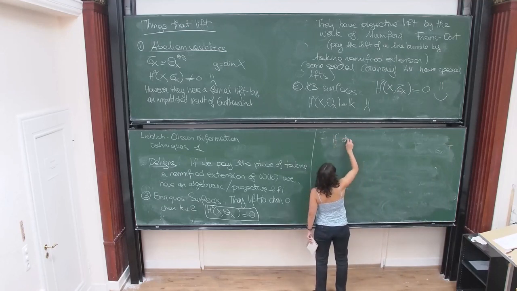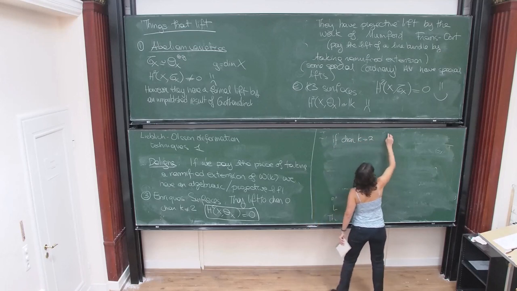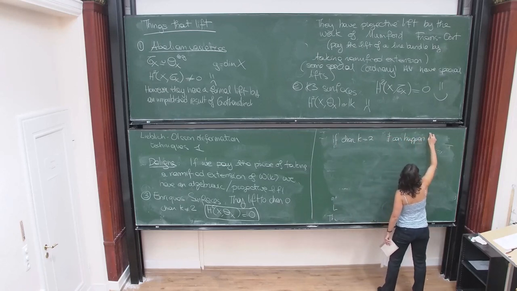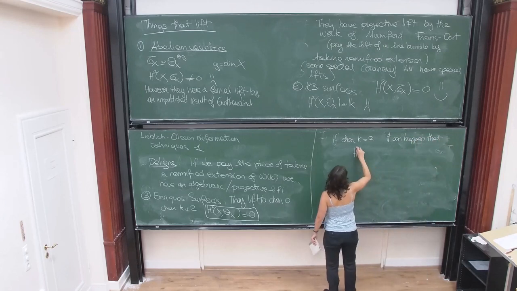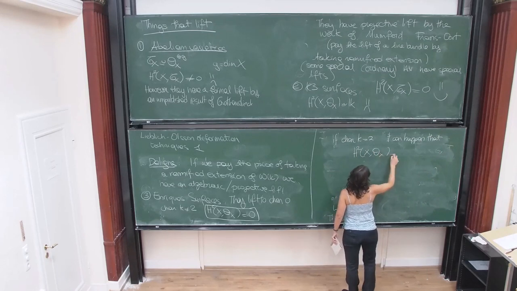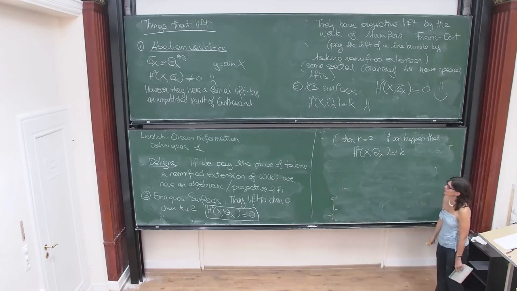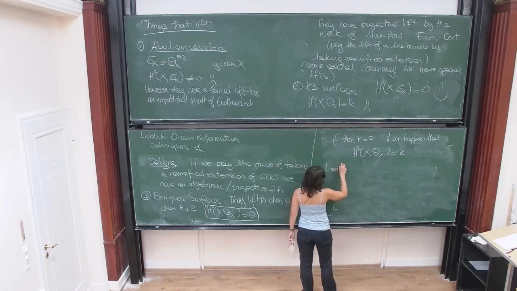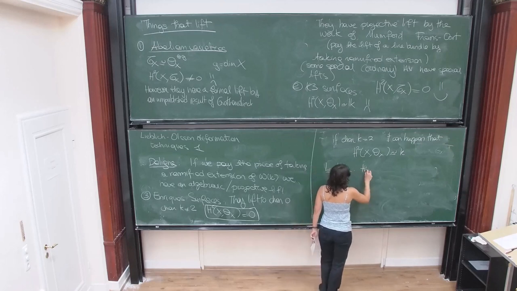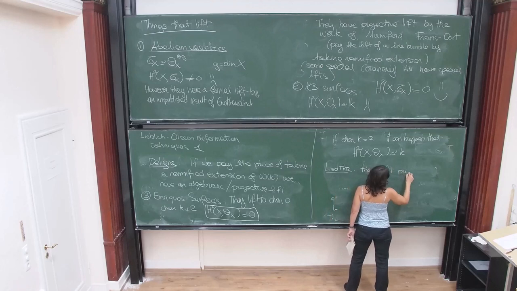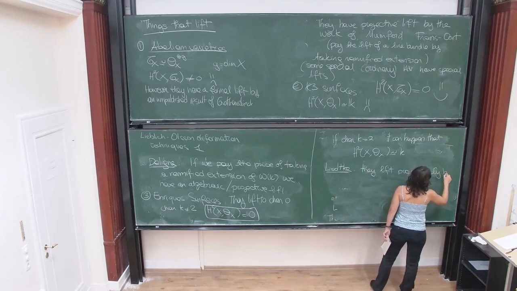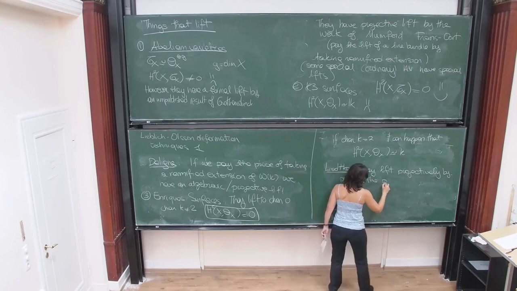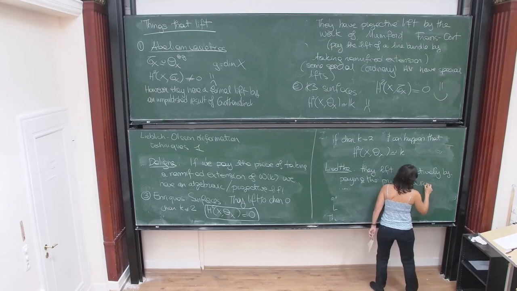So if the characteristic of the base field is 2, then it can happen that H^2 of X, or the tangent, is k. And then the work of Liedtke: they lift, by paying the price of a ramified extension.